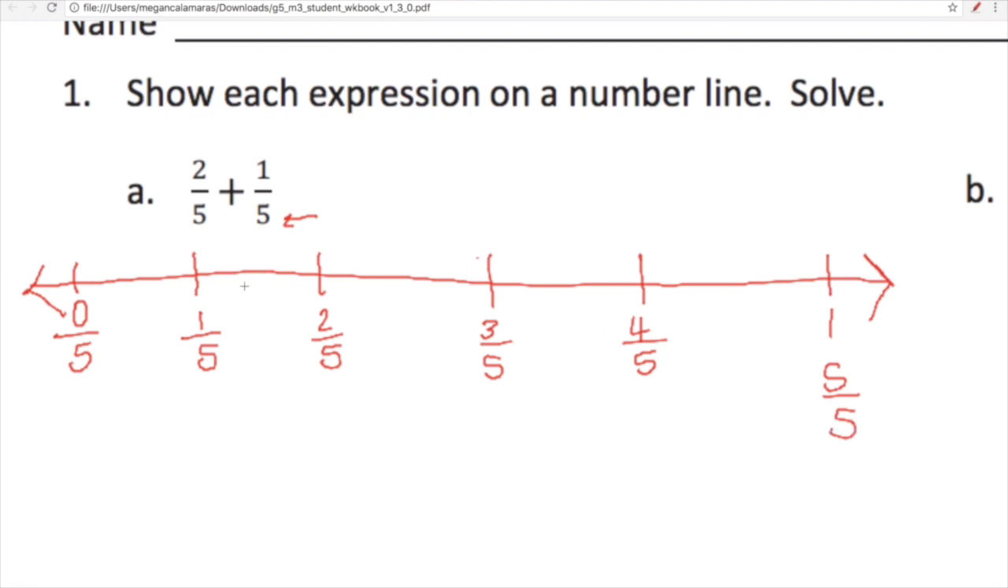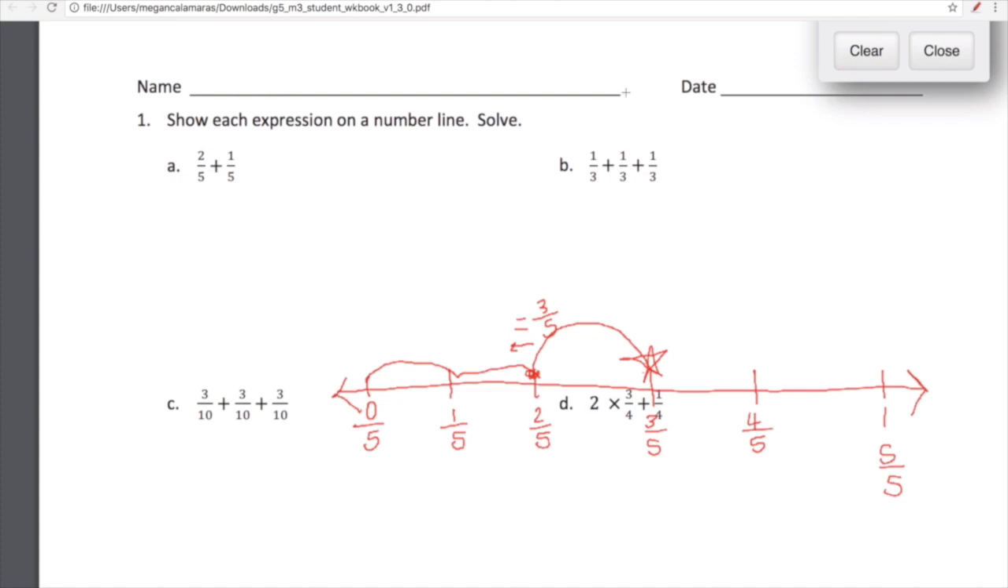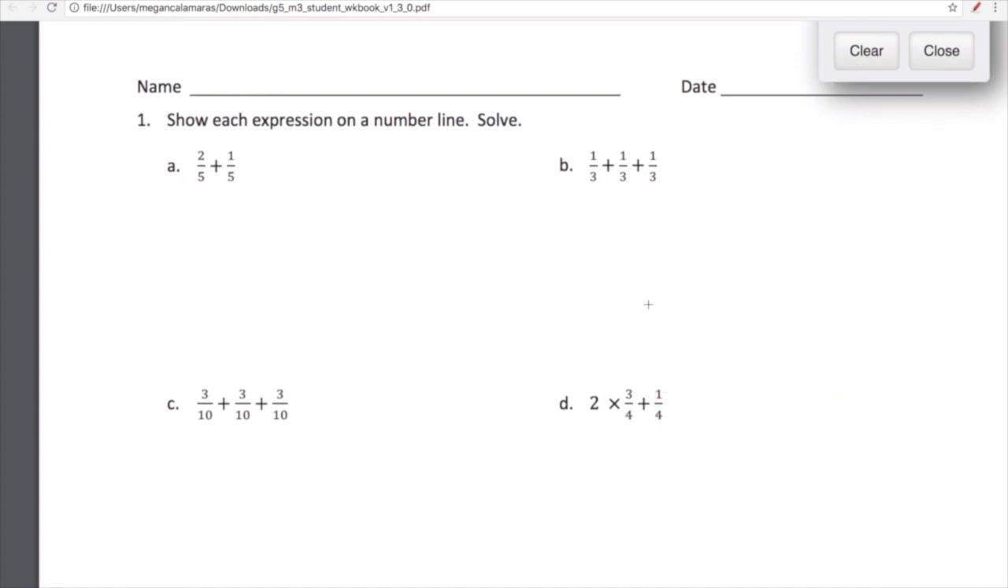Okay, so now we're just going to use our jumping cursor to add 2/5 and 1/5. Okay, so we're starting with 2/5, and then we're going to add 1/5, and then we end up right here. So what we've just learned is that 2/5 plus 1/5 is equal to 3/5. Okay, cool. So that's not rocket science, but you guys, I'm going to zoom out to clear that. This is going to really come in handy as we start working with more and more complex numbers.